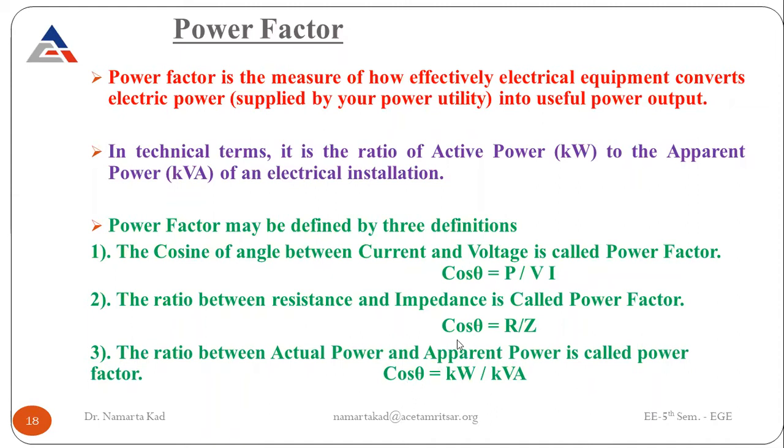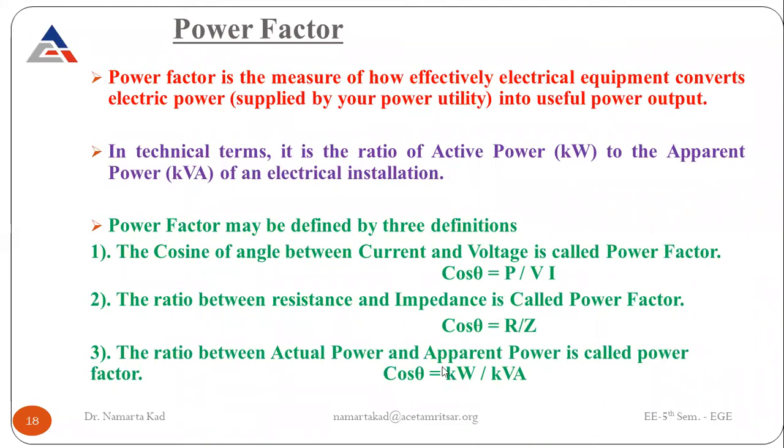Power factor is generally represented as PF, and the angle is generally represented by theta or phi. So cos theta is equal to kW divided by kVA, where kW is the active power and kVA is the apparent power.